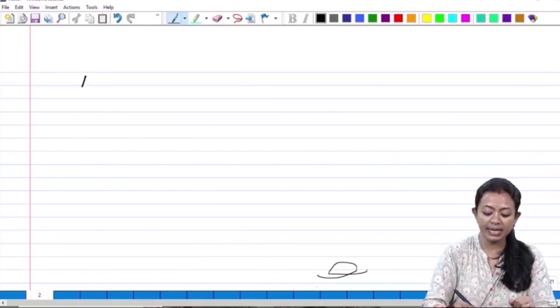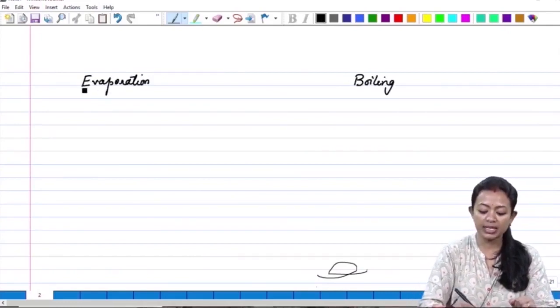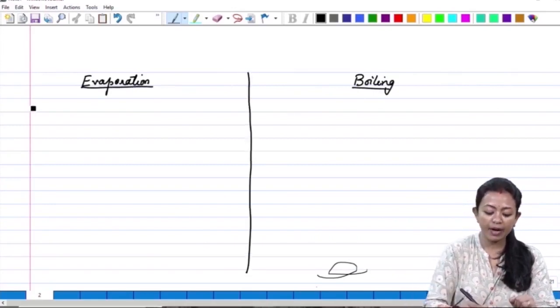So if we basically make a difference between evaporation and boiling, then we can do it in this manner. Evaporation is a surface phenomenon.